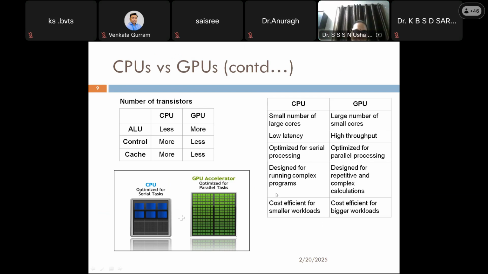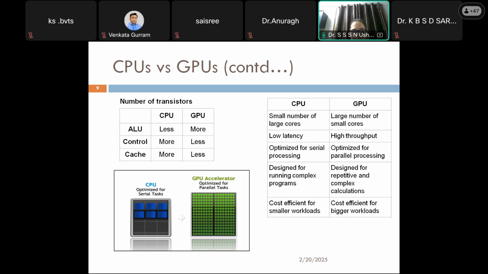Designed for running complex programs. Designed for repetitive and complex calculations. And one thing is, for a particular application, we cannot say that GPU is going to give a better solution than CPU, the normal computing. There is no such thing.